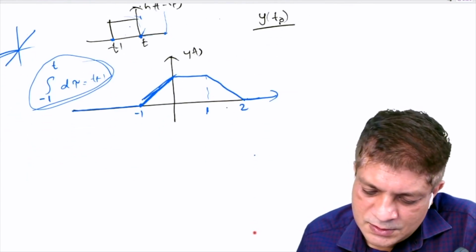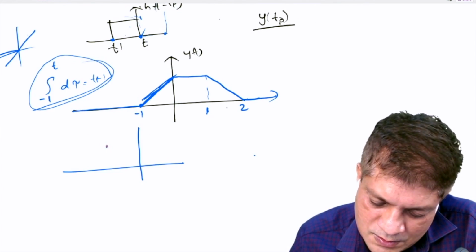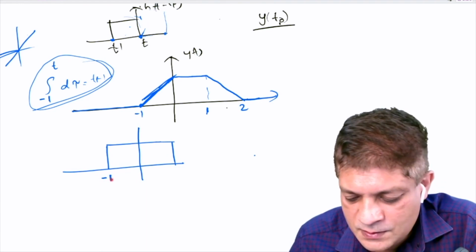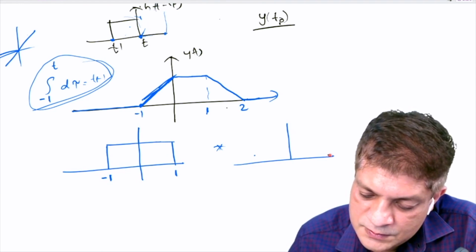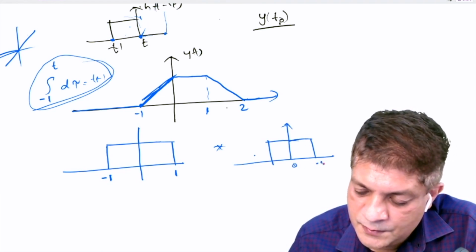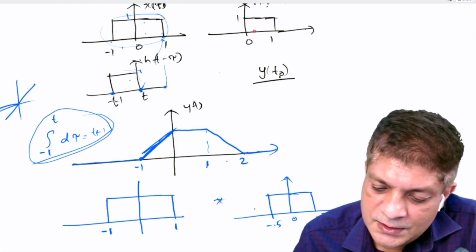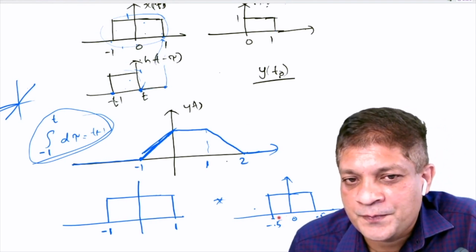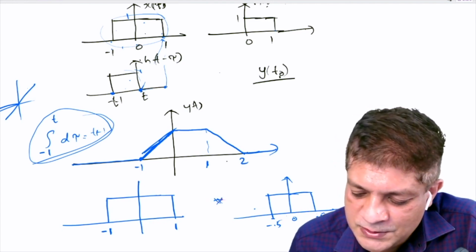Okay, now let us consider a slightly modified version of this. Suppose this is the same, minus 1, 1, and we want to convolve this with this one, from minus 0.5 to 0.5. What is the difference? Here the signal is from 0 to 1. I shift it left by 0.5. Then you will get the signal. Now what is the convolution of these two?